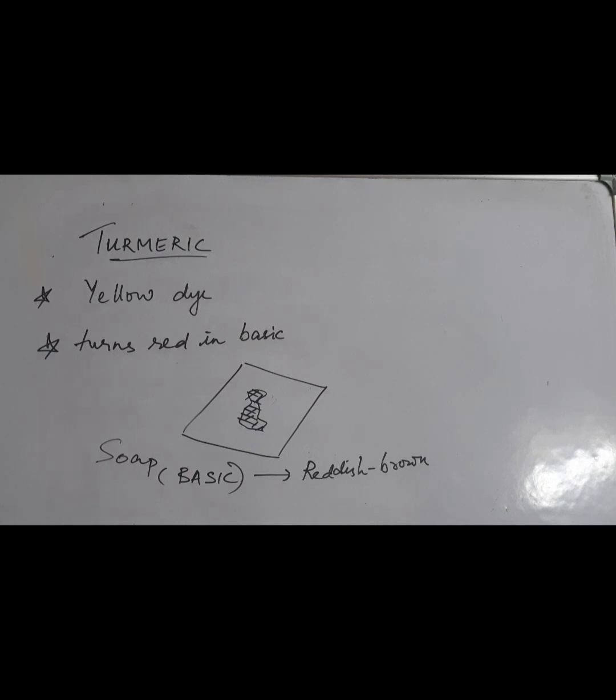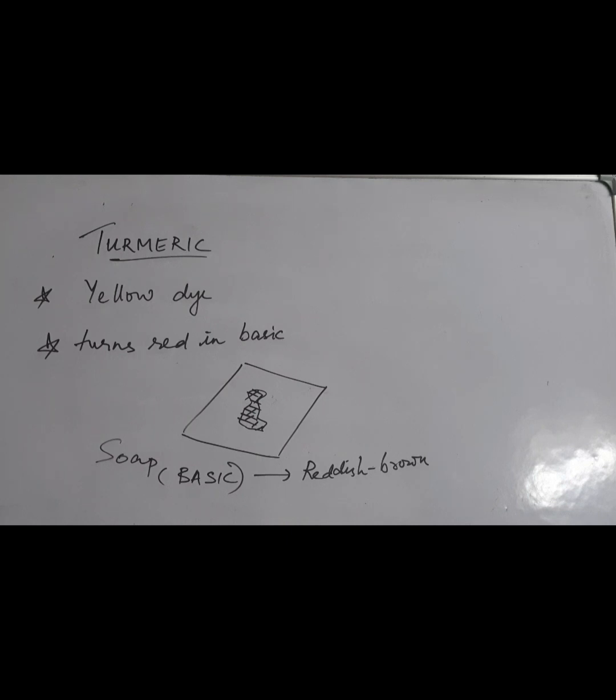On rinsing it with water and again rubbing with soap, what happens? All the extract of the curry, all the extract of the turmeric will be removed. How? By rinsing it with soap. The yellow color will change to reddish brown, and again you're washing it with water. What happens? The color, everything, will get removed.